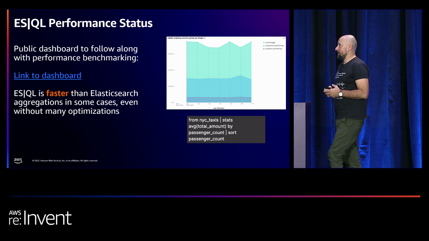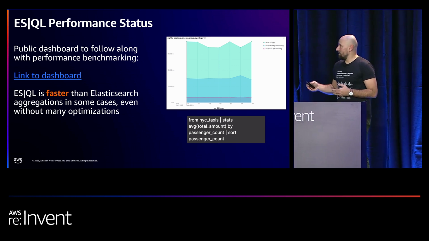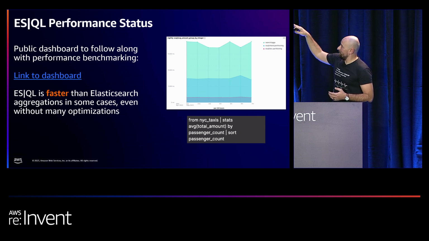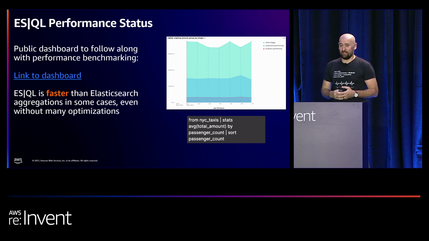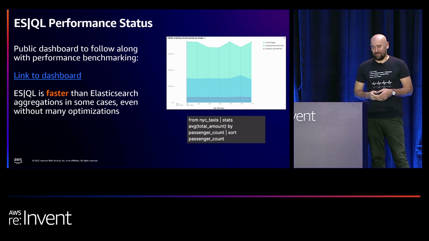What the chart shows here is a query on New York taxis, where we have a simple aggregation of the total amount, the average total amount grouped by passenger count, and then we are sorting by the passenger count. The pink line there is multi-threaded ESQL. The blue one is single-threaded, and then we have the green line, which is our current _search. The lower, the better. That's in milliseconds. It's quite impressive.